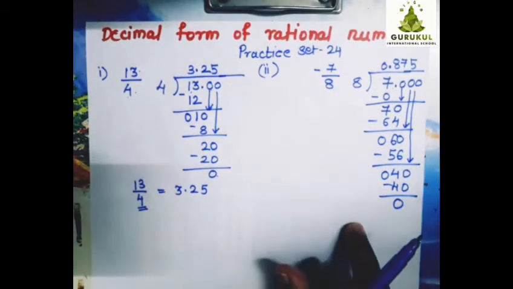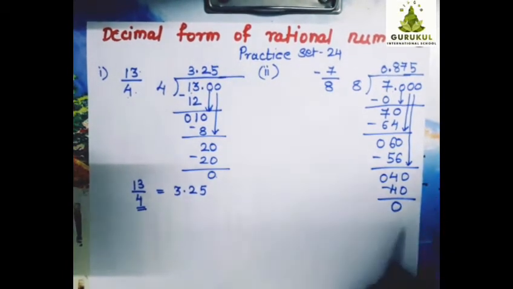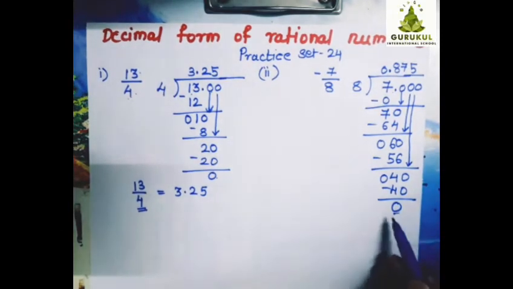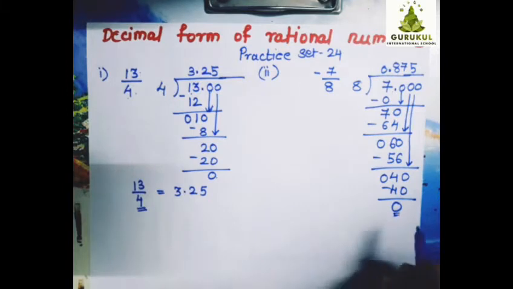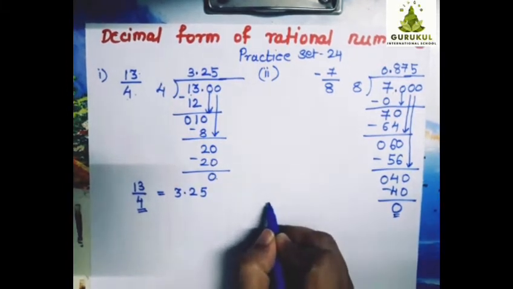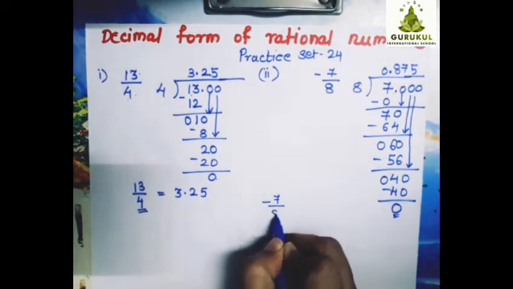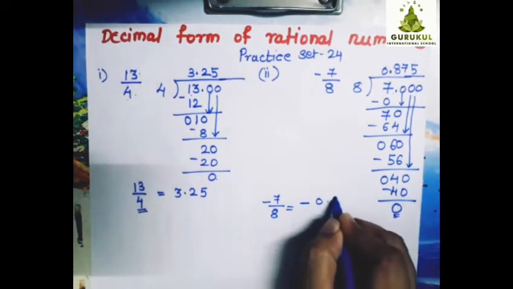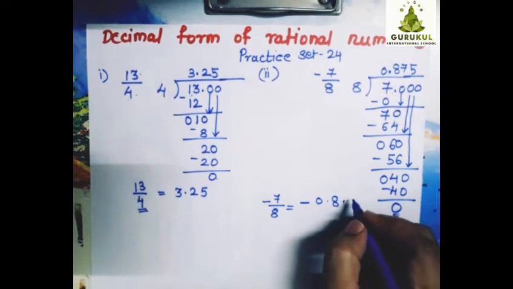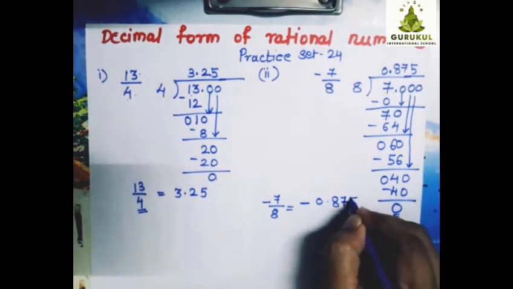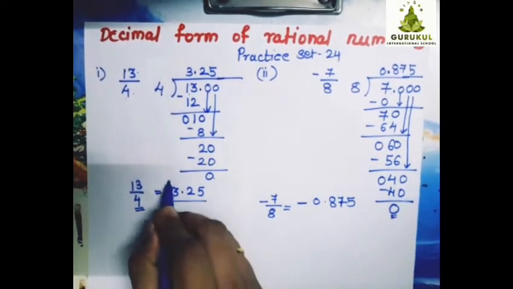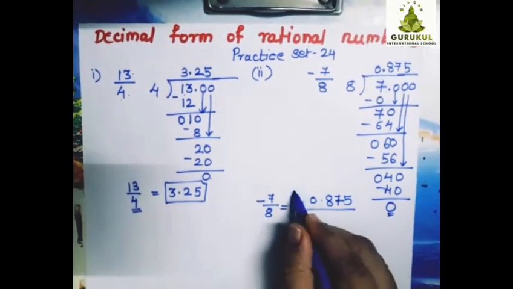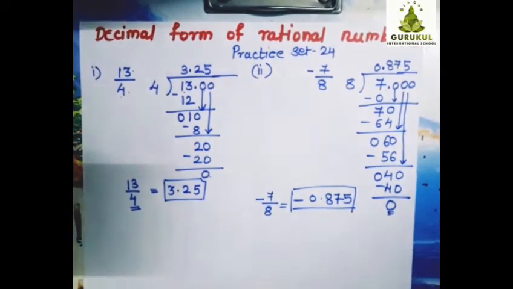Now in such type of sums, what you have to see? You have to see either the remainder comes 0 or in the remainder the same number is coming again and again. Those two things we have to remember. Okay. So minus 7 upon 8. The minus symbol will come as it is, and you will write minus 0.875. So this will be the answer for first and second sums.